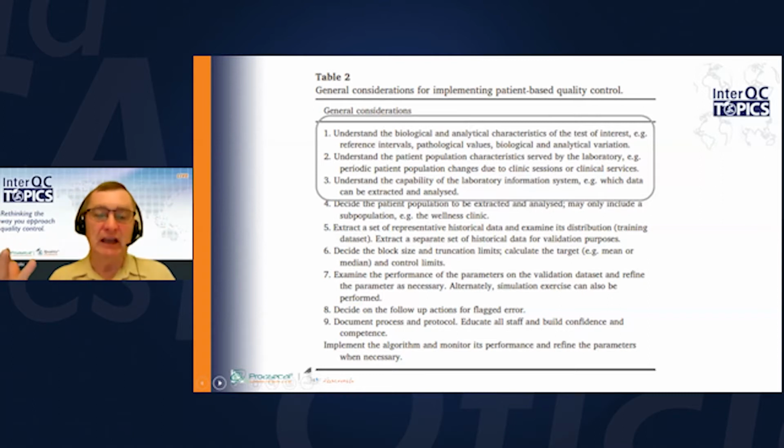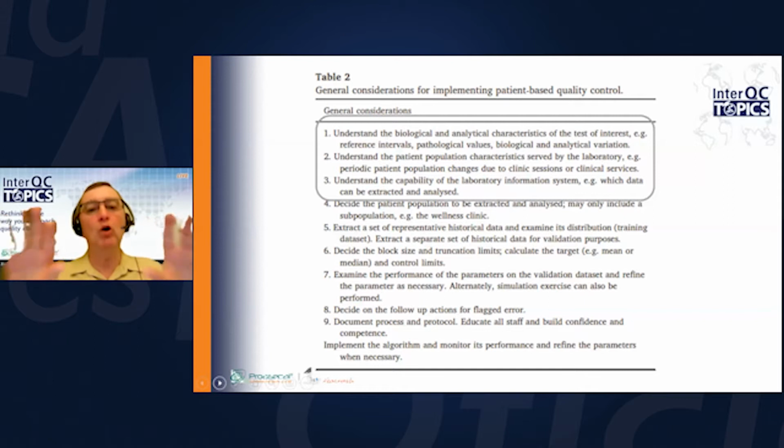You need to understand that on Tuesdays, maybe you might get a diabetic clinic, so the glucose levels might change. You need to understand that maybe one day in the week, you might get your renal patients. So you need to be aware of the patient population in your hospital day by day.